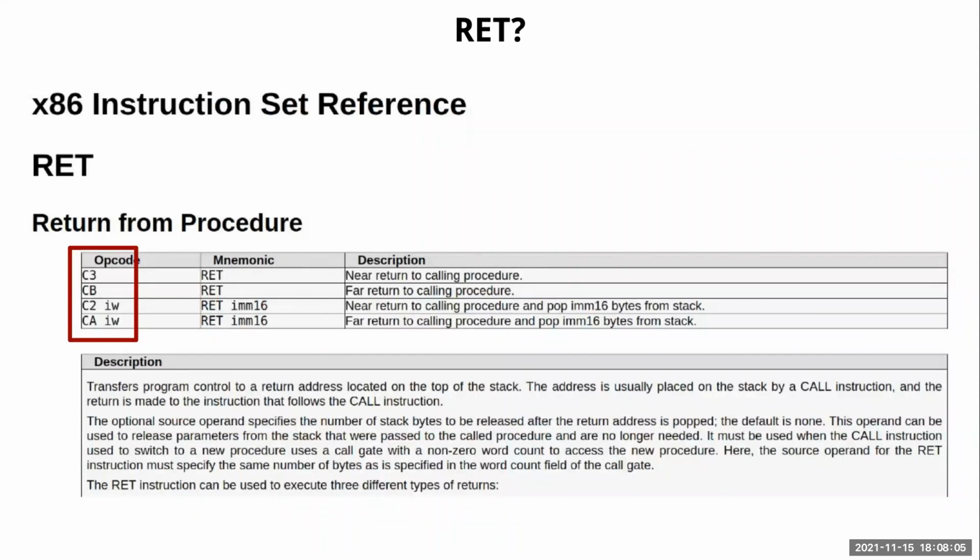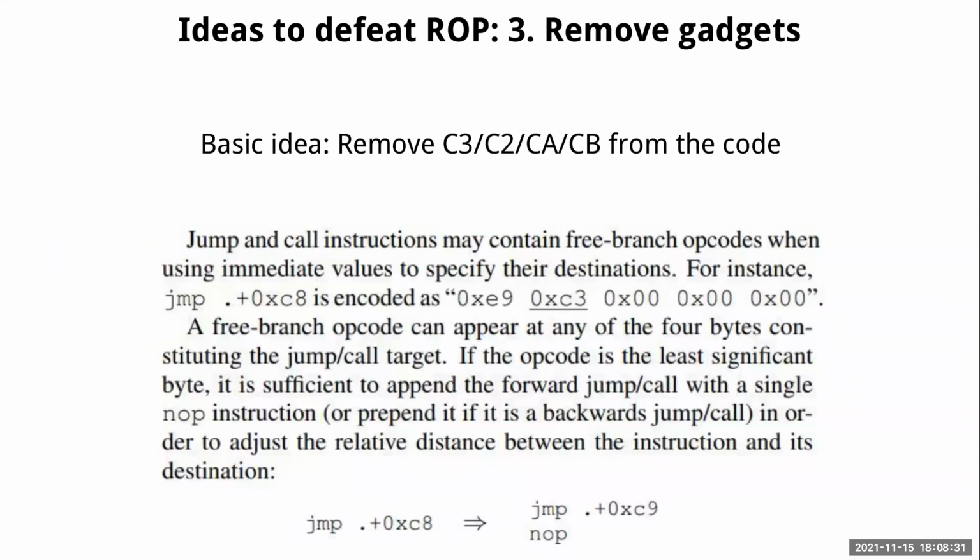We said this last week. Those return instructions, at byte level, are just those values: C2, C8, C3, C8, those 4 values, at least in the 32-bit version. So if those values are not in your memory, then there are no return instructions. The idea is very simple. Whenever we see C3 or C2 in any part of an instruction, we just change that instruction to an equivalent instruction without those numbers.